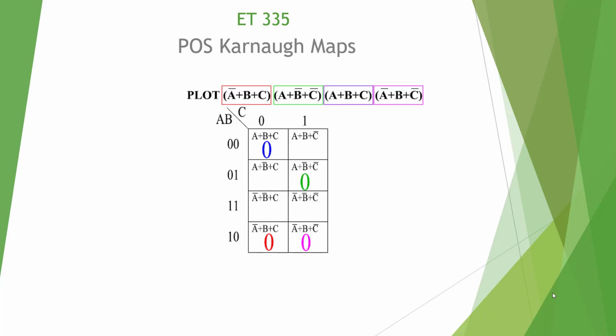Okay, here's our colorful answer here. So we have red, which is going to be down here, A bar plus B plus C. Green is going to be A plus B bar plus C. Our blue is going to be A plus B plus C. And the magenta here is going to be A bar plus B plus C. And it matches ours perfectly.